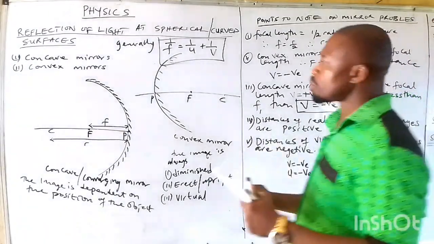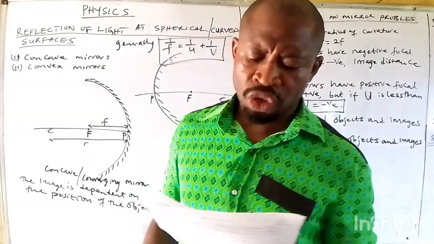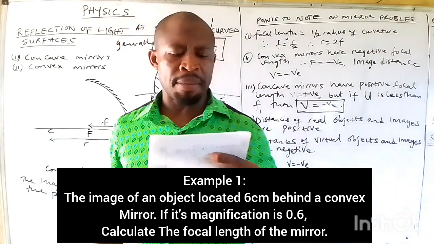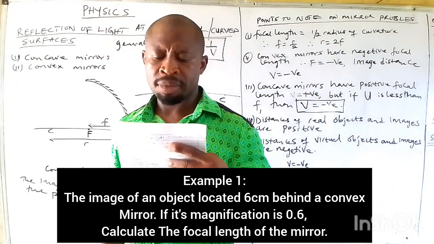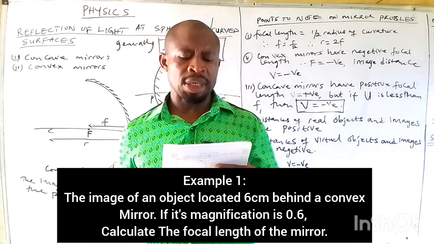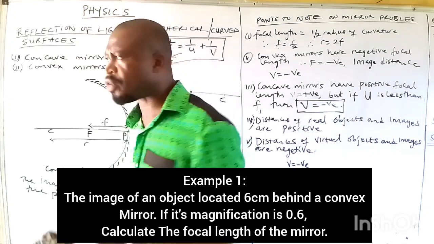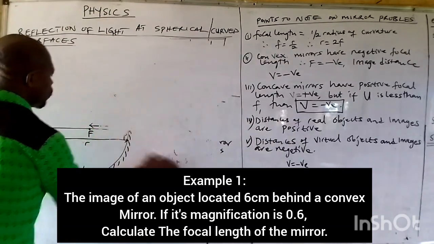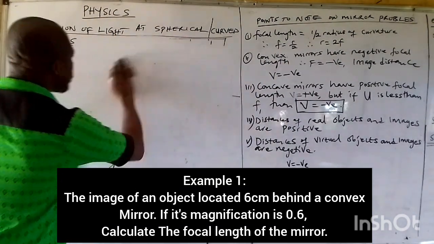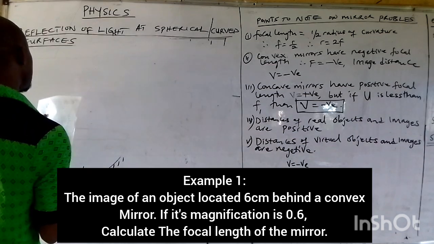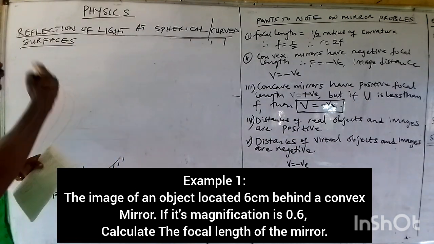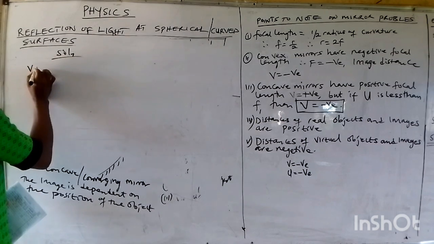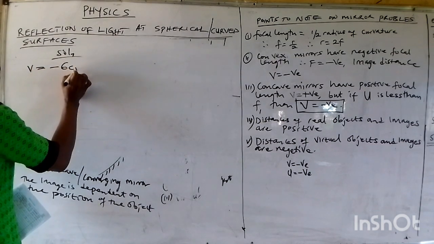Okay, let us take one or two calculations. For the first one, the image of an object is located 6 cm behind a convex mirror. If its magnification is 0.6, calculate the focal length of the mirror. So here, the image of the object is located 6 cm behind. Since the image is behind the mirror, v will give us minus 6 centimeters.